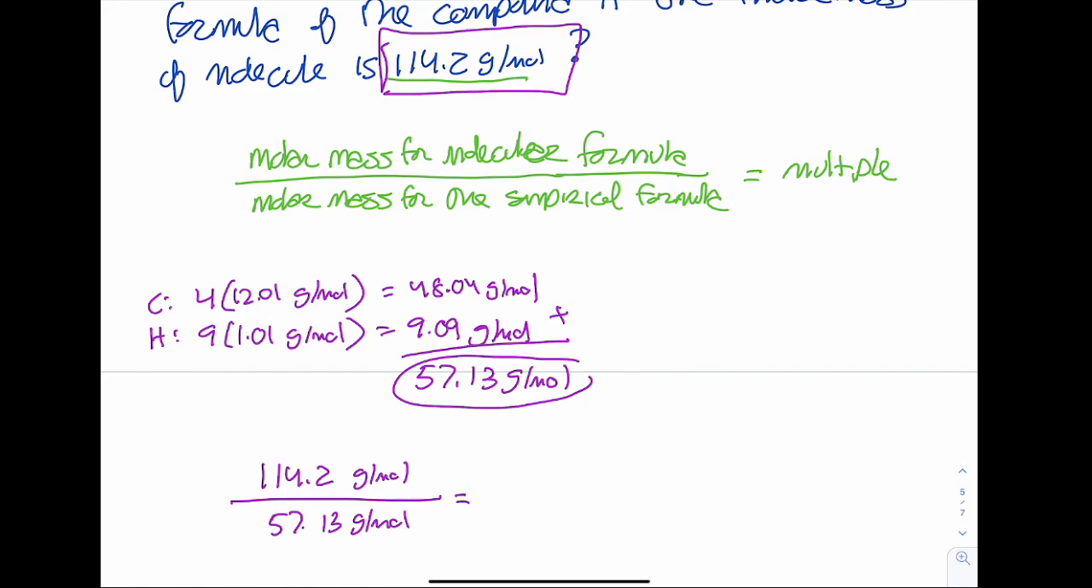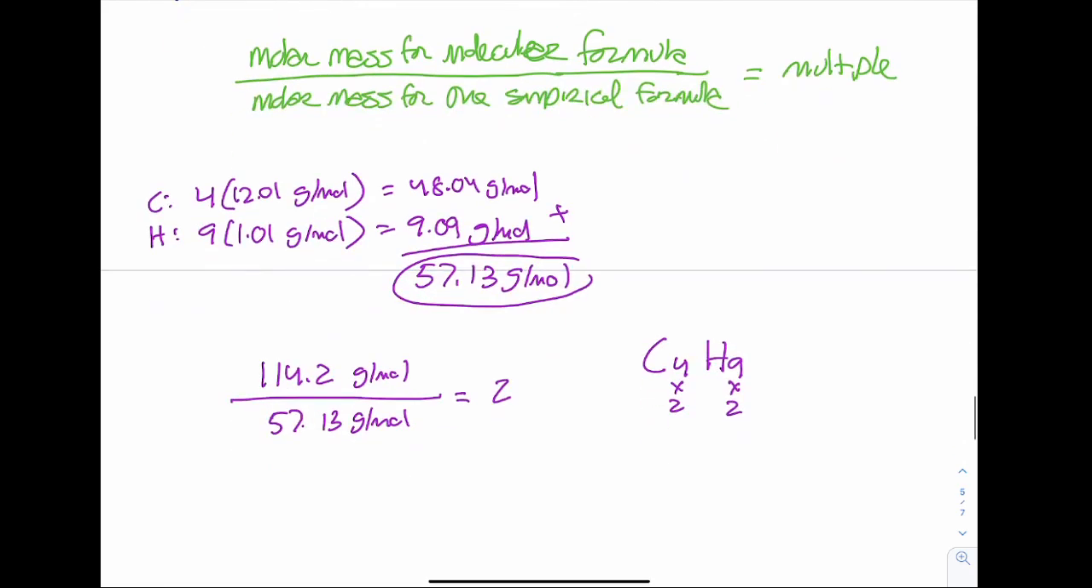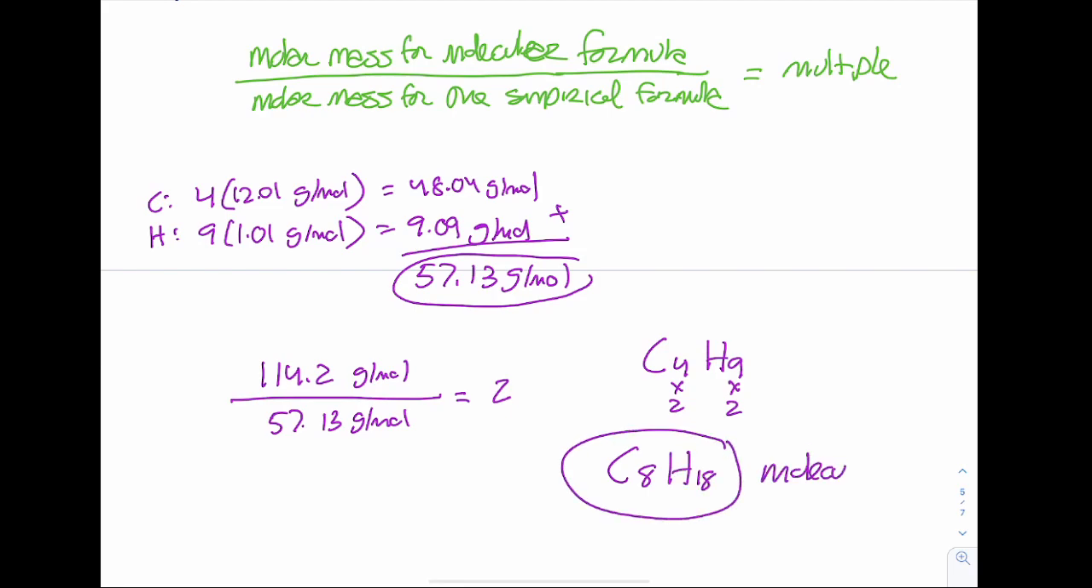And when I divide that out, I get 1.9989, which is close enough to round to 2. So my multiple is 2. What that means, I'm just rewriting my empirical formula here, is I am going to multiply both of those subscripts by 2. So C8H18 is my molecular formula.